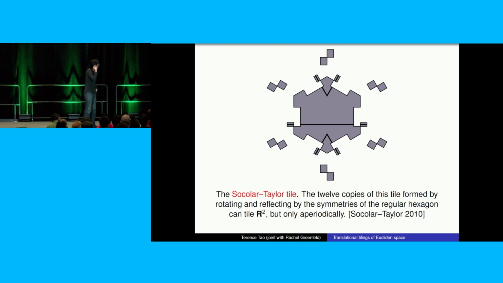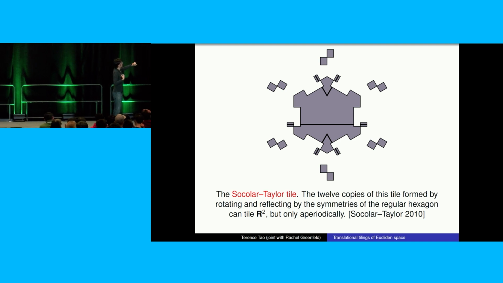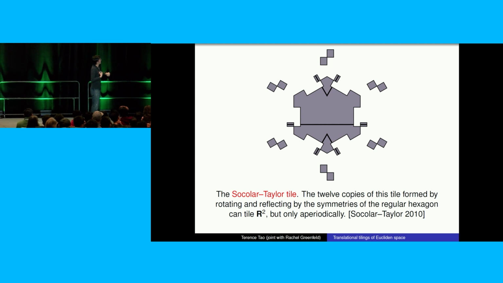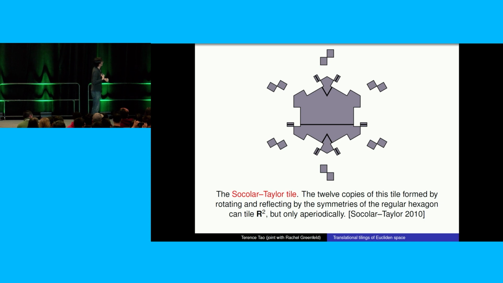This tile is called the Socolar-Taylor tile. This is a single tile where you can rotate and reflect it 12 different ways, and it is possible to cover all the space by 12 different rotations and reflections of this tile. It's not a connected tile, but we don't always enforce connectedness. Again, the only way to tile space turns out to be aperiodic. There are all these little funny ridges and bumps, and those are what force this. This is a perturbation of the unit hexagon. The unit hexagon tiles periodically, but this perturbed hexagon doesn't.